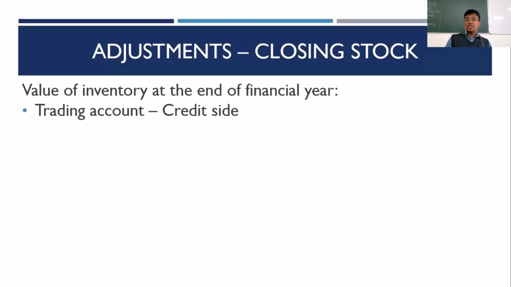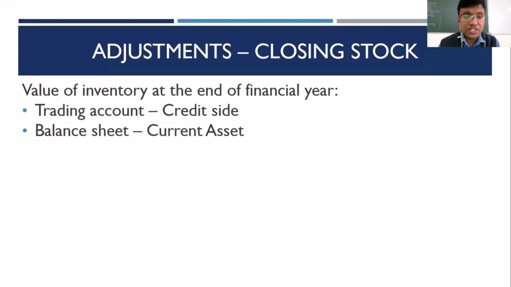In the trading account format, on the credit side, you already have an item called by closing stock. So this is the first place where you will be treating it. The second place that you will be treating it is in your balance sheet. In the balance sheet, you will be treating closing stock as a current asset.